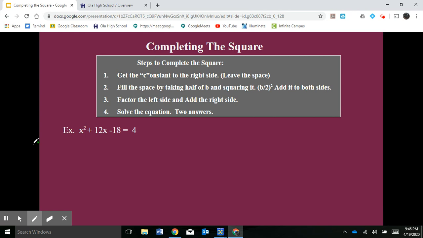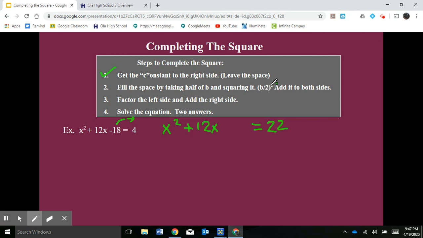Okay, so get the c by itself. I'm sorry, to the other side. So we're going to take that over. So that'd be x squared plus 12x. Leave the space, equals 22. Fill the space by taking half of b. So step 2, half of b and square it.